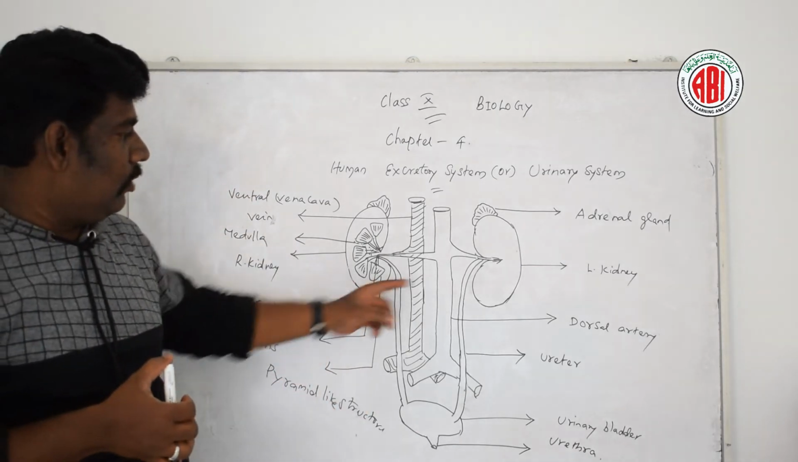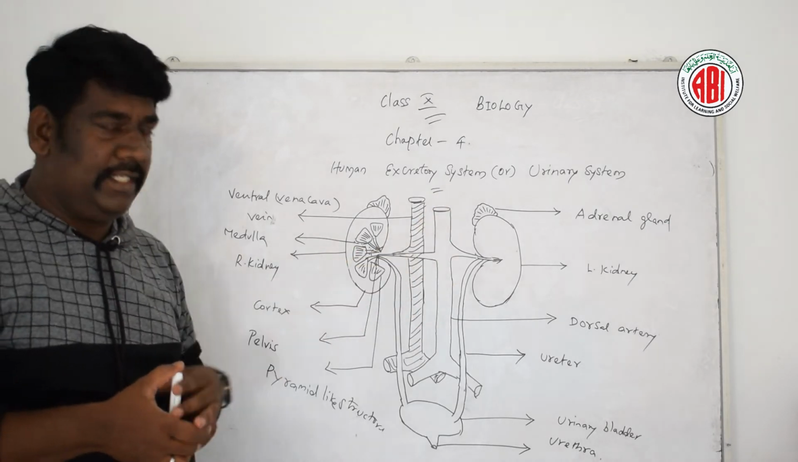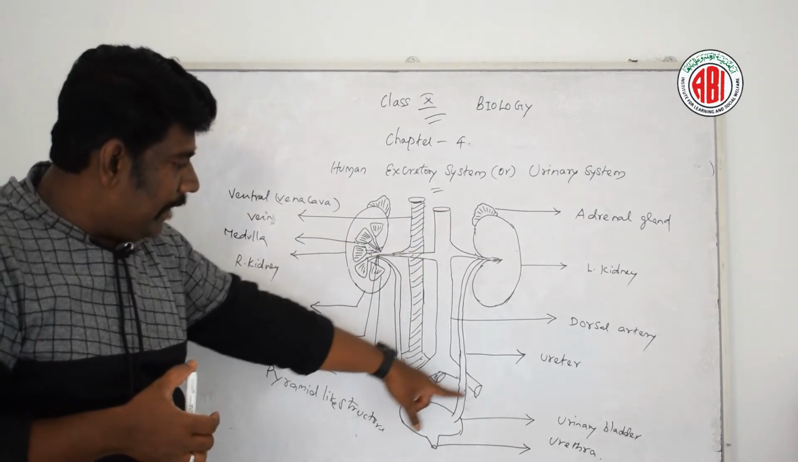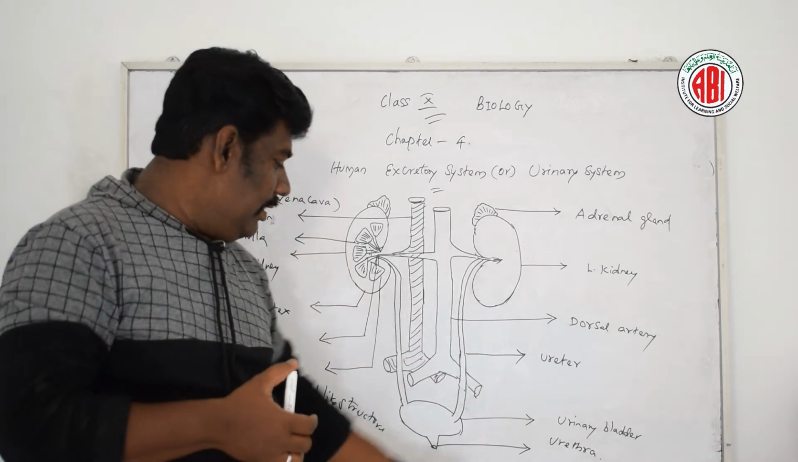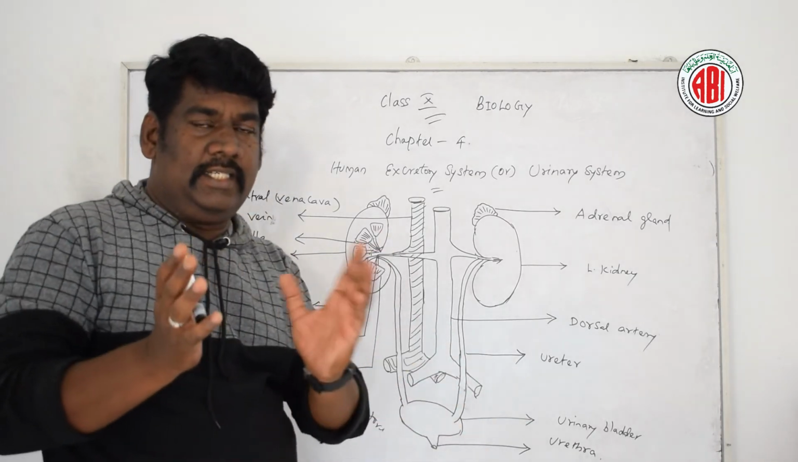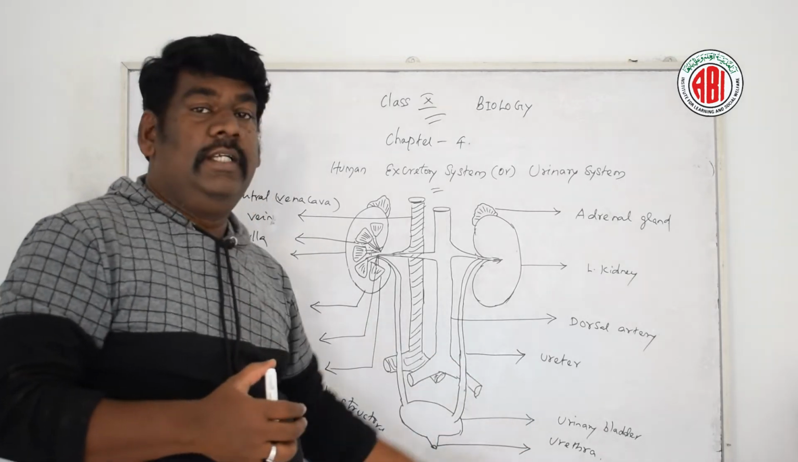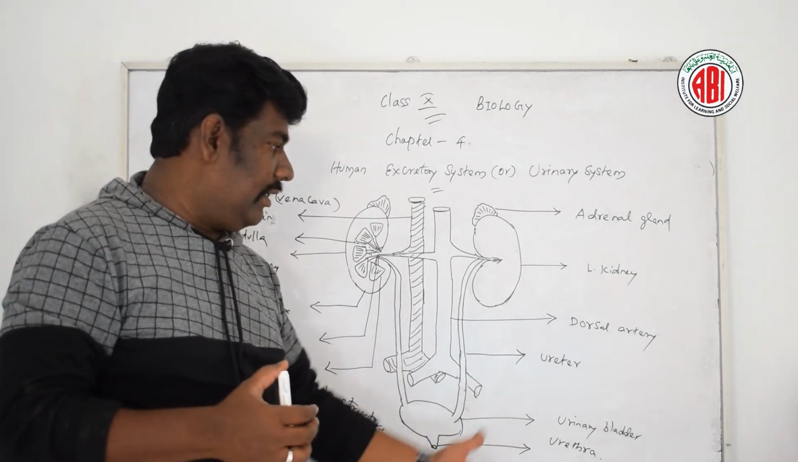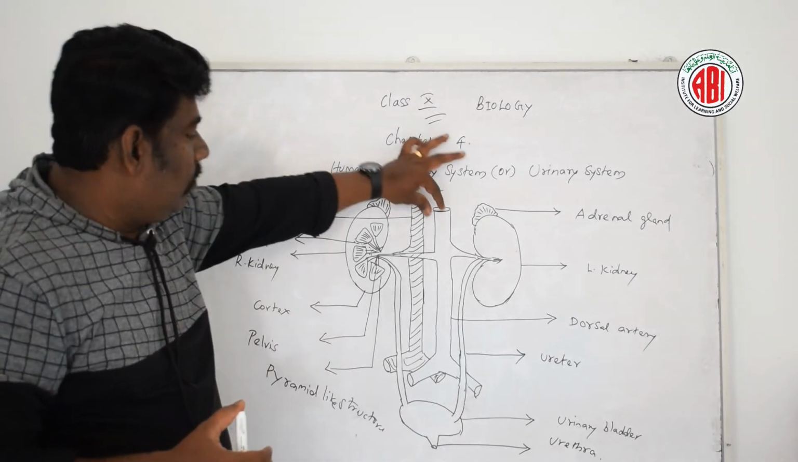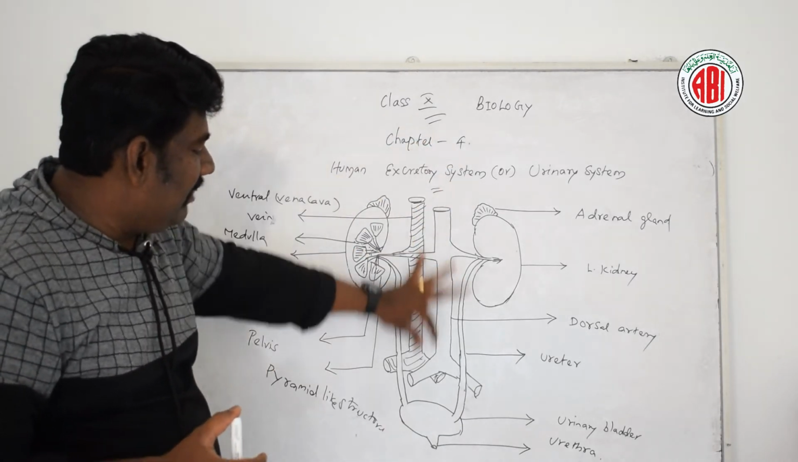First of all, two kidneys, the right side and left side kidney, and this descending pipe, that is called ureter. And here there is a sac-like, pouch-like structure, that is called urinary bladder, ending with a small opening, that is called urethra. Done. And there are two major blood vessels.